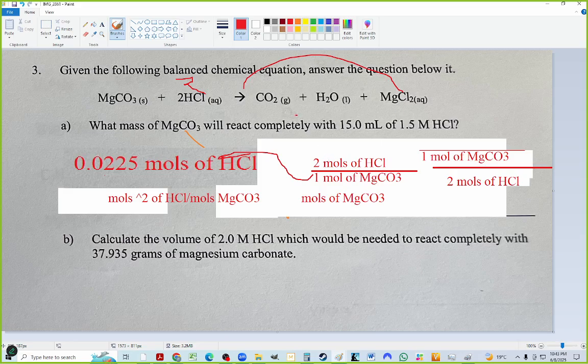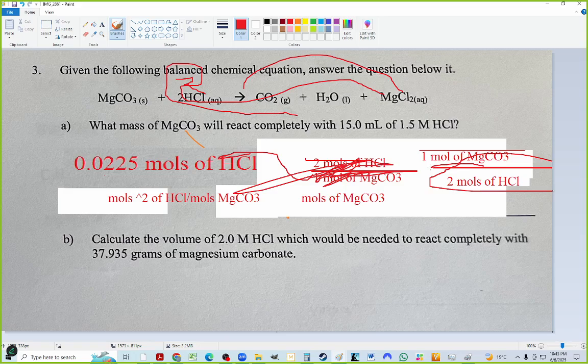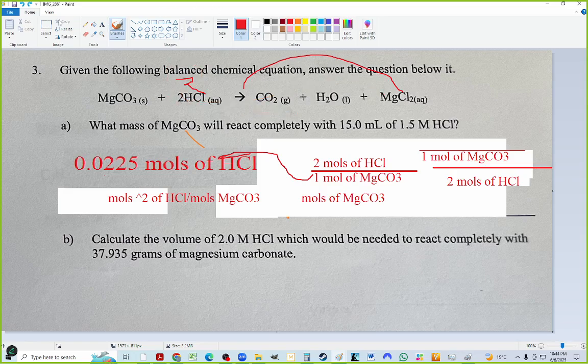We'd have 1. So what do you do to the number 2 in multiplication or division to get 1? You divide it. Oh, so we just, oh, not that one. This one. Right? So you're saying multiply by 2. You really divide it by 2. I'm getting a brain fart right now. We divide, or I was thinking, because we have 0.0225 moles of HCl, and on the top it's 2 moles of HCl to 1 mole of MgCO3.